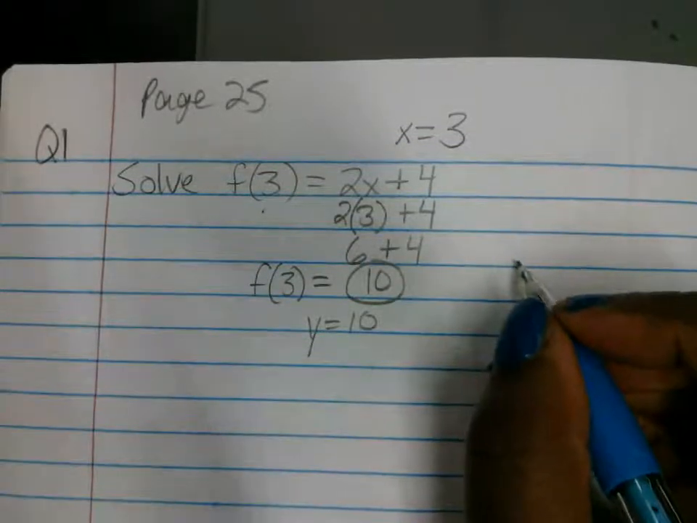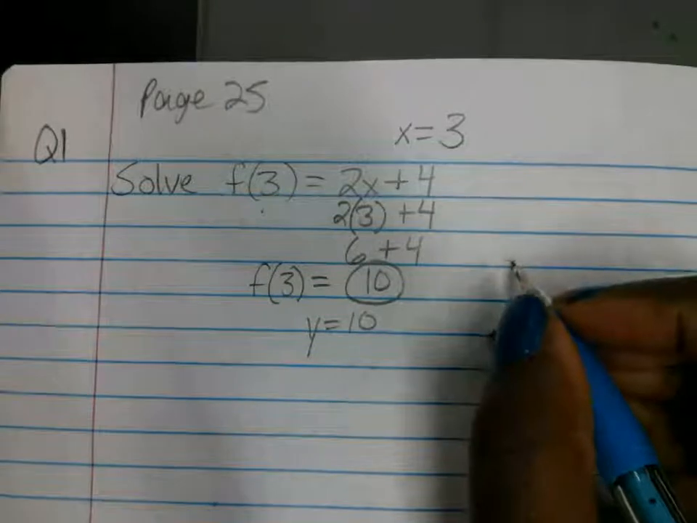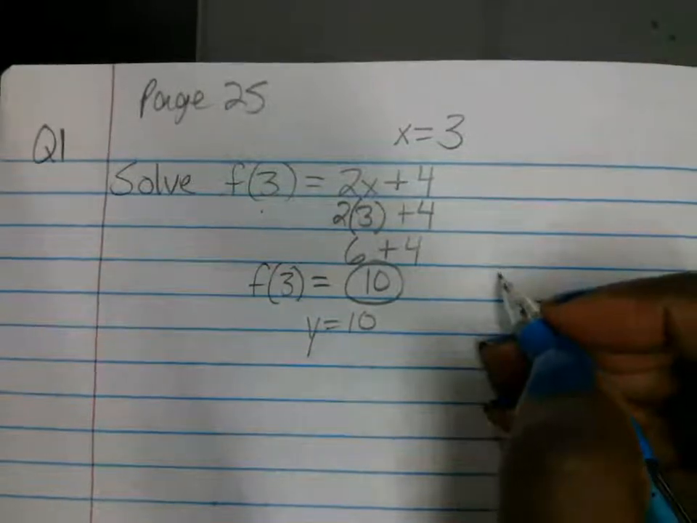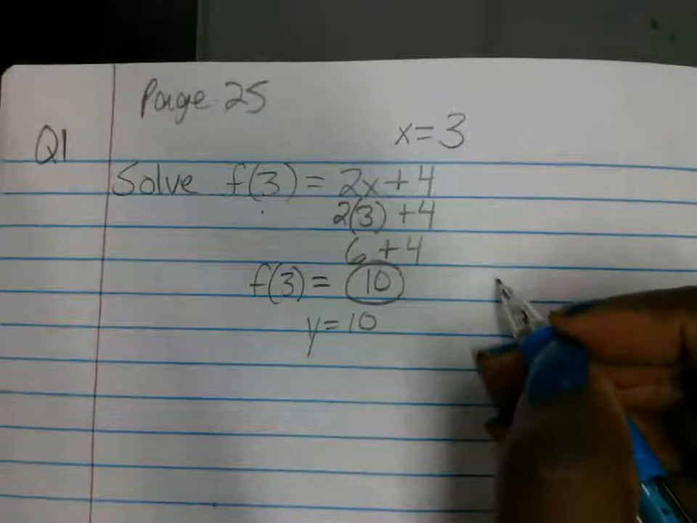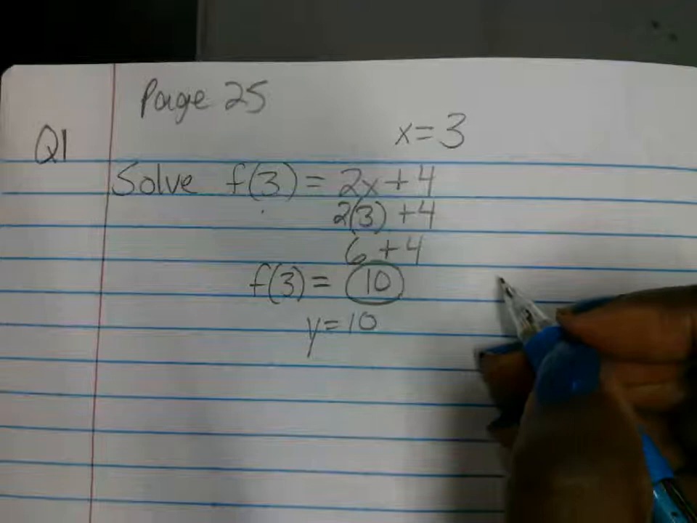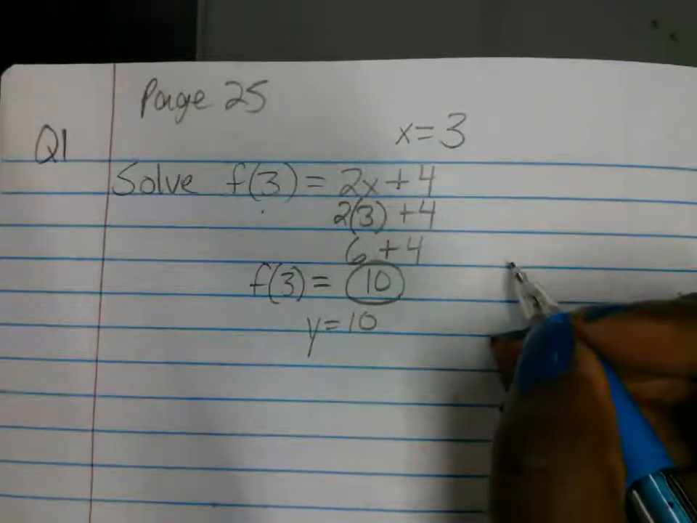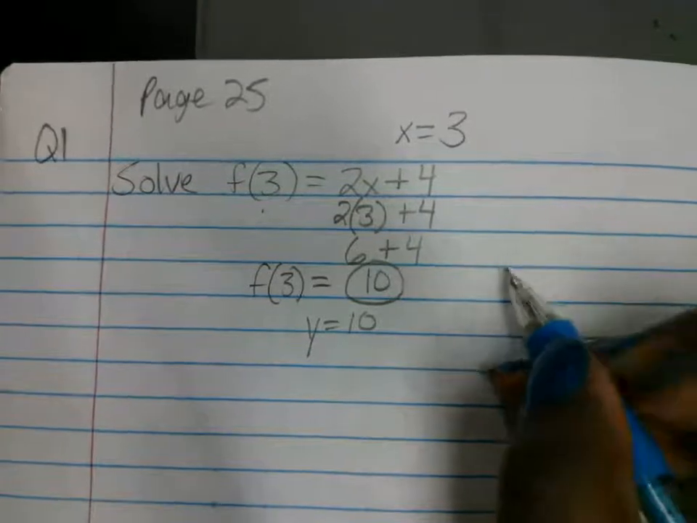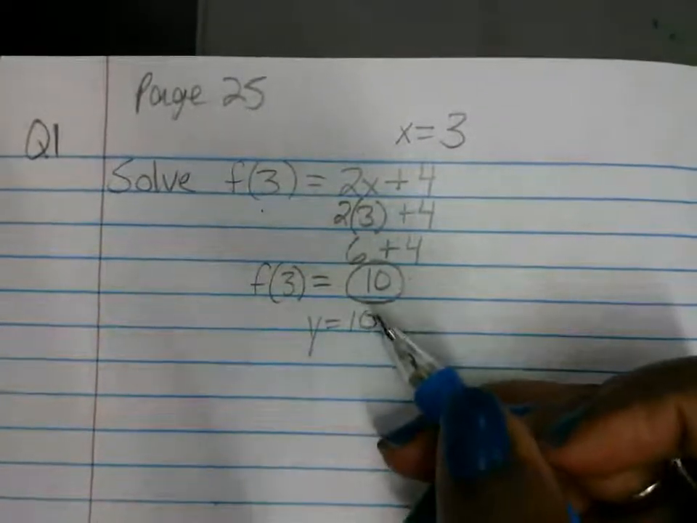Yes. Say again, baby. I'm sorry. No, you substitute 3 in for x. Okay. Anybody else? All right. What's another way to write your answer? Besides f of 3 is equal to 10, y is equal to 10, what's another way?